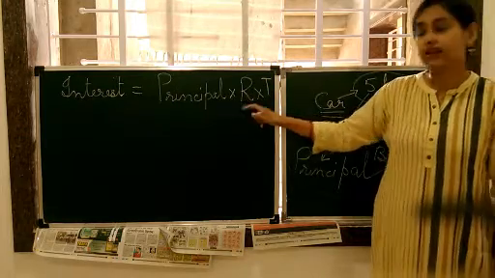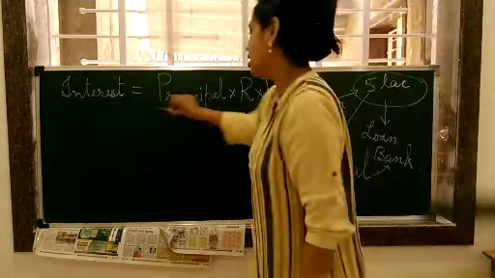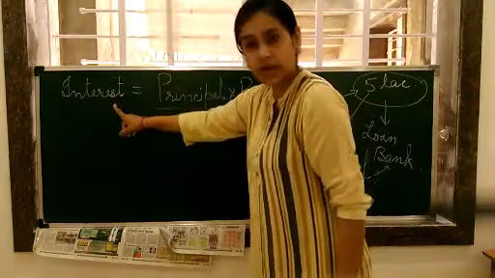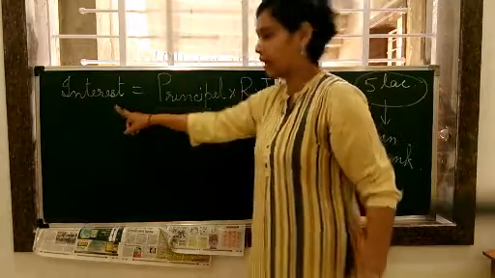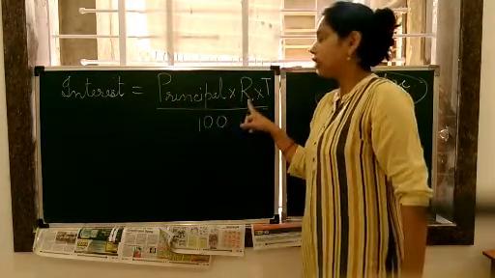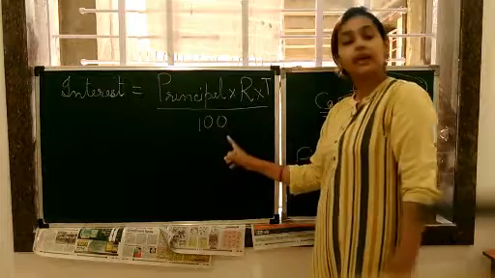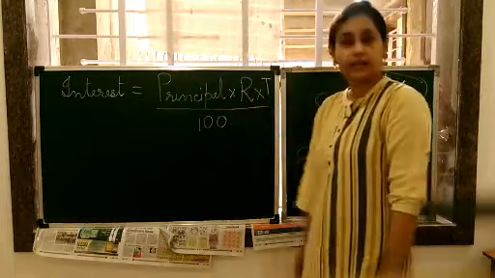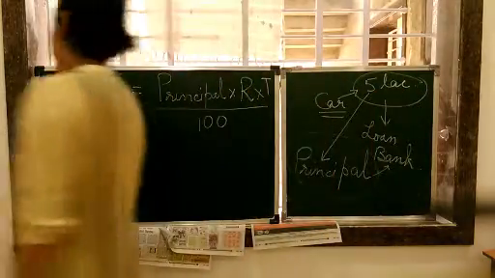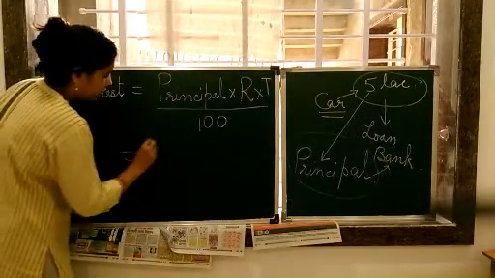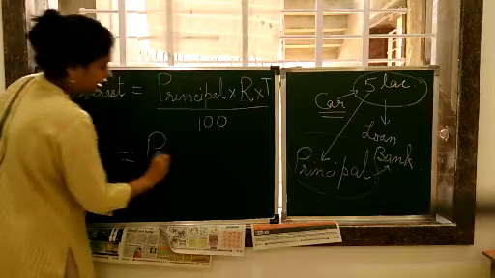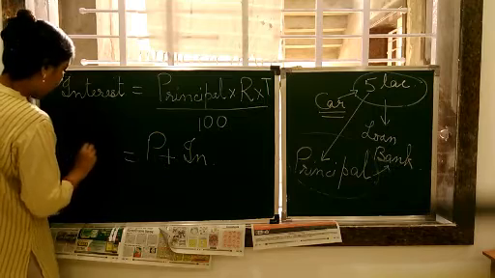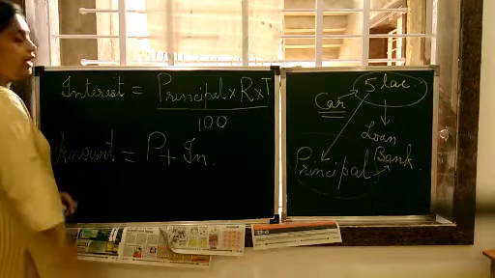Now this rate is R percent. Percent means per 100. So how do we calculate this interest? Simple interest we calculate as principal into rate into time by 100. You can say PRT by 100. That's how we calculate the interest. And the money that we return is principal plus the interest, which is the amount that we are returning back.